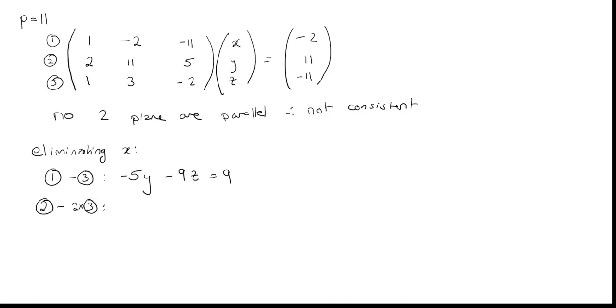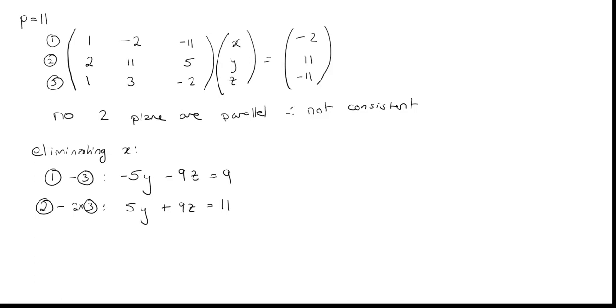And again, that will eliminate my x. 11 minus 2 times 3, so 11 minus 6, which is 5y. And 5 minus 2 times 2. So 5, take away 2 times minus 2, so that's going to be plus 4, so plus 9z. And then minus 2, take away 2 times minus 11. So it's not minus 2, ignore that. It's 11 minus 2 times minus 11, and that's going to give me 11.